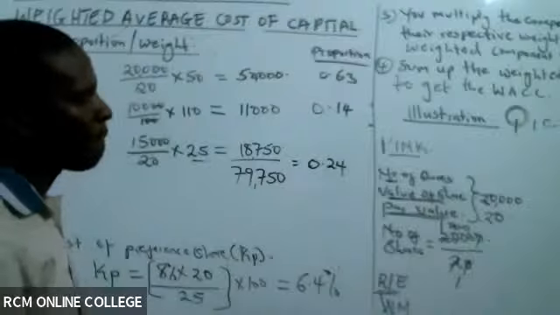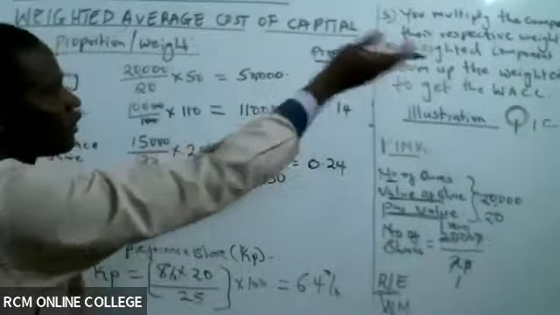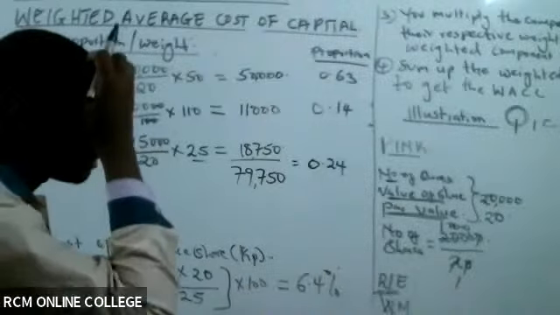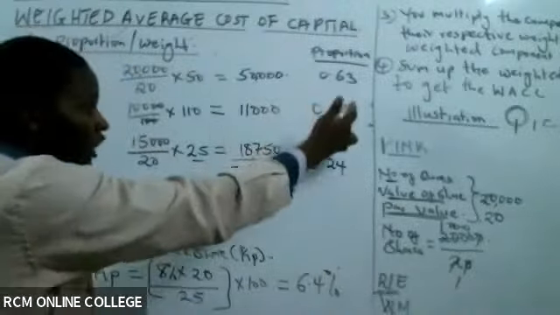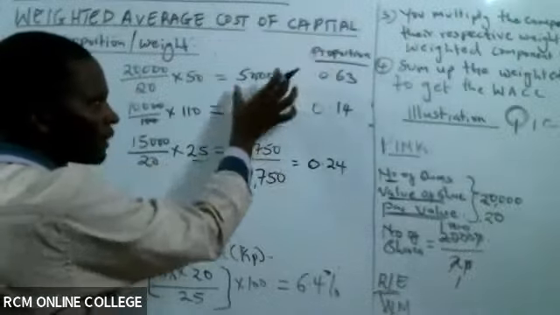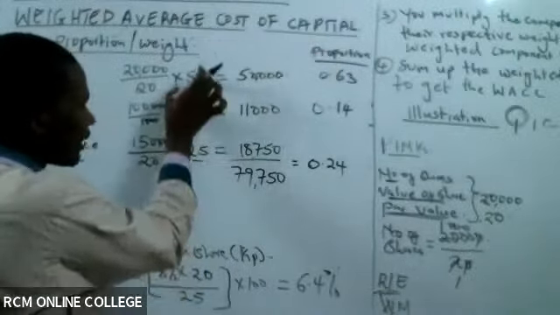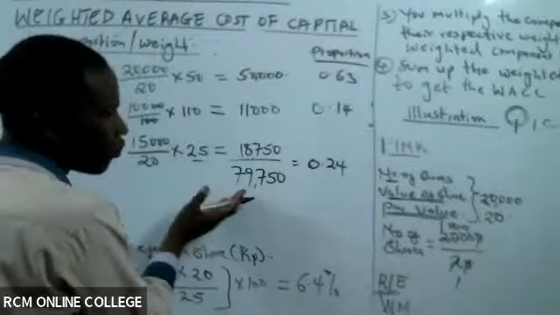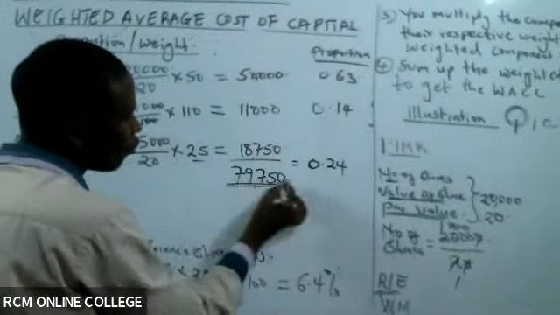So 63% ni ordinary share of our business structure. 14% ni debenture, and then 24%. Have you understood how we are getting the proportion? Watu wengi wanasahau kuconvert hapa kwanza into the current market price. Muhimu, the current market price, convert here, and then you get the proportion of the whole.